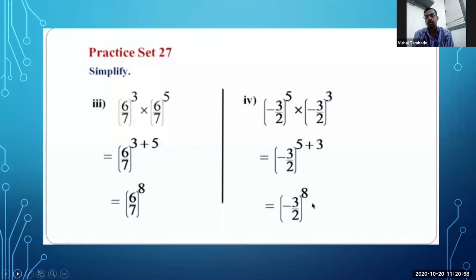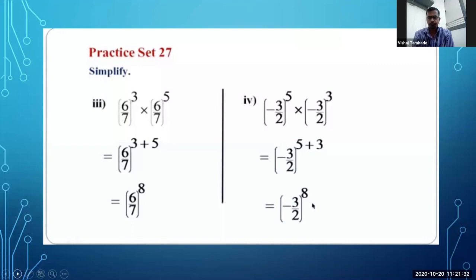Minus 3 upon 2 raised to the power 5 multiplied by minus 3 upon 2 raised to the power 3. Here the base is also the same. Look at minus 3 upon 2. We have to take it one time, minus 3 upon 2. Then according to the law, add the power: 5 plus 3, 8. Now our value is minus 3 upon 2 raised to the power 8. This is our answer. Everyone understand it better.